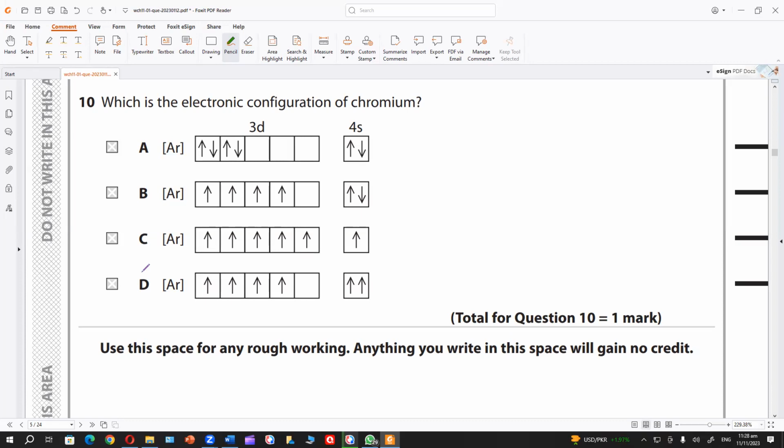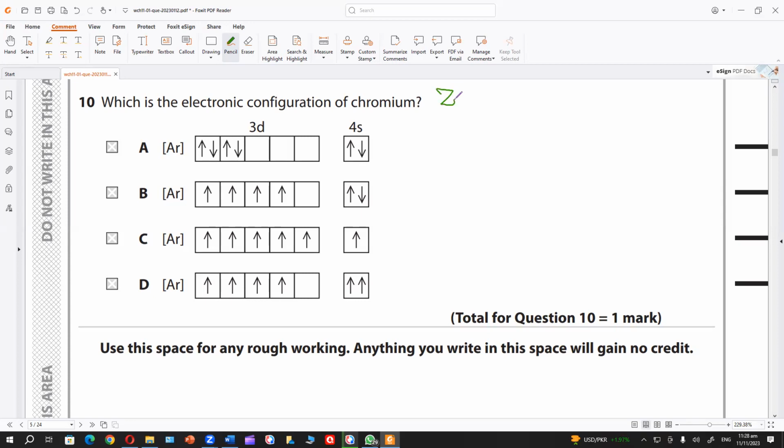This mock can be a rehearsal. Then in December, you can also try that. As your school is not taking any other mock, you also have to test yourself. Which is the electronic configuration of chromium? Now, can you tell me the atomic number of chromium from the periodic table?